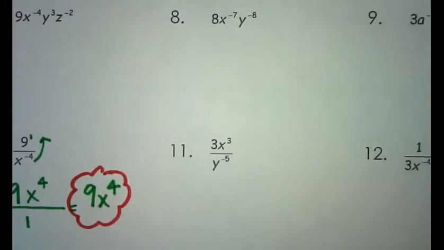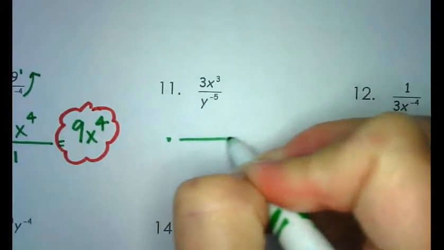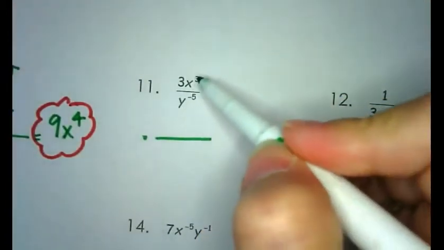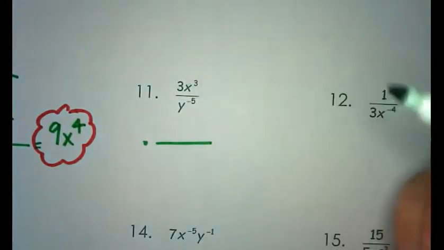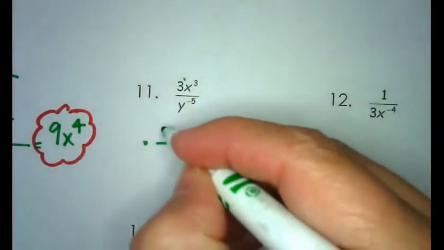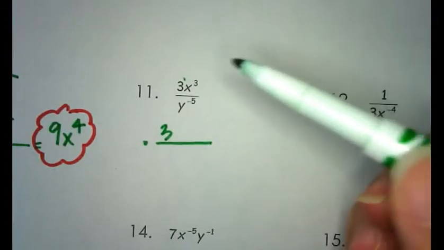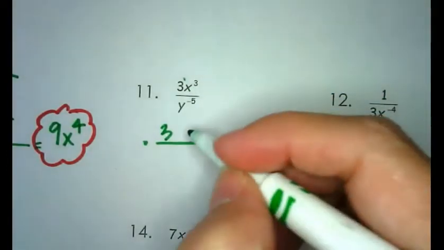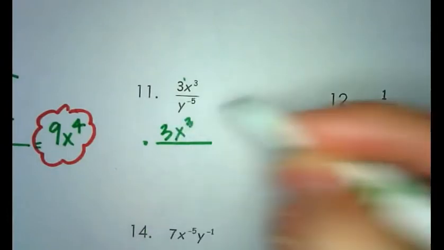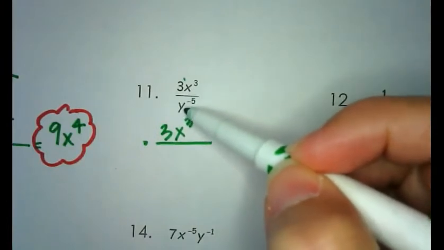All right, same thing right here. So I'm going to go ahead and make my bar, and I need to go one piece at a time. So first let's start with the 3. The 3 has a 1 as its exponent, which would be positive, so the 3 is fine right where he is. Then we go to the x. X to the third is positive, so that one is fine where he is.